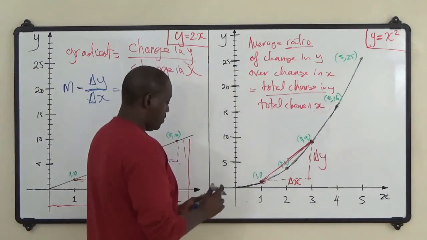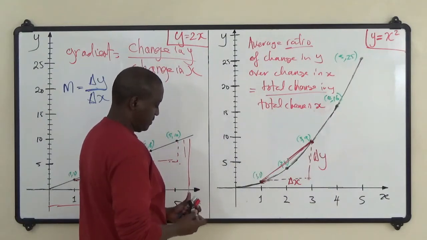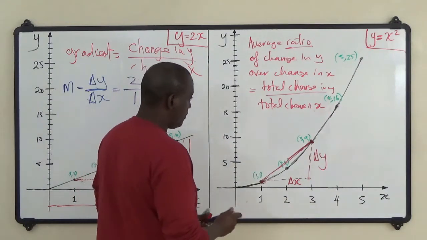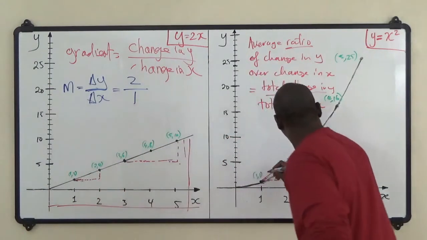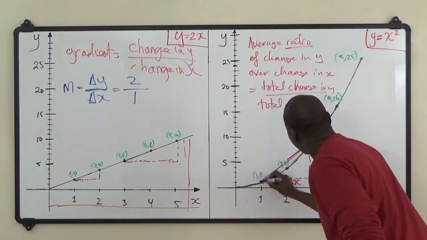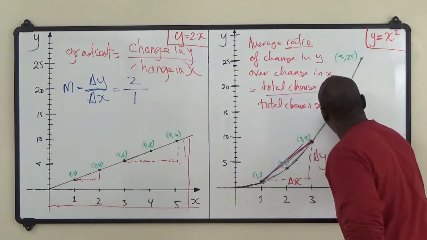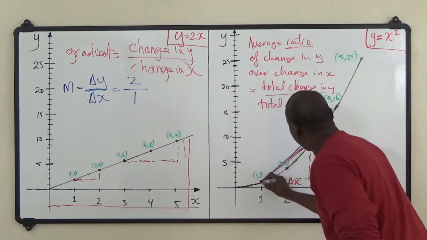Because if we take, starting from the same point (1, 1) here, and we do this, we have a new line segment in blue now.